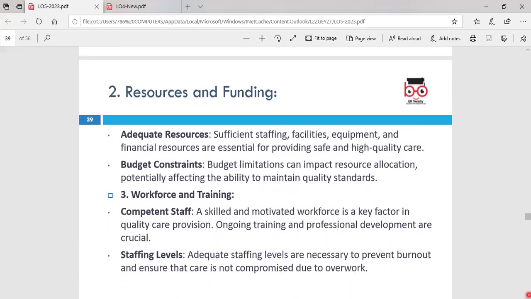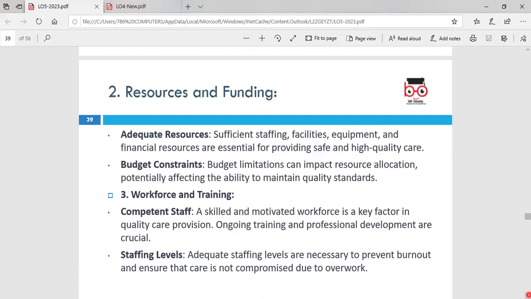Resource funding. By resources, we need adequate resources. When we're talking about staff, we're talking about facilities, obviously. Then there are budget constraints, which is a very big limitation, and obviously it's always there. It's never the case that you'll have more than your required budget, because it has to be allocated in a strategic way, and you have to learn how to work within the budget that's been allocated to you.